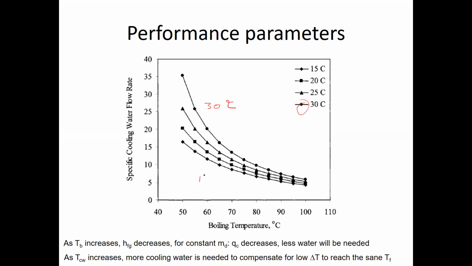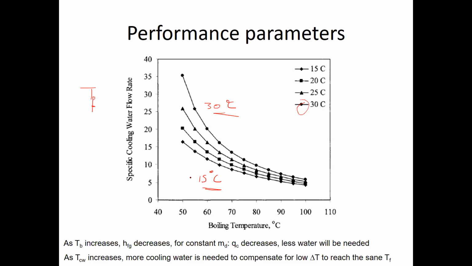And here, this is the 15 degrees centigrade water temperature, which means that I'm looking at how the conditions can change between summer and winter. This is the condition in summer, and this is the condition in winter here. I'm looking at the specific cooling water flow rate, which means that I'm looking at the condenser. In the condenser, I need to heat the seawater from this temperature to a value of TF. I should keep the TF constant so that the performance of the unit does not change.